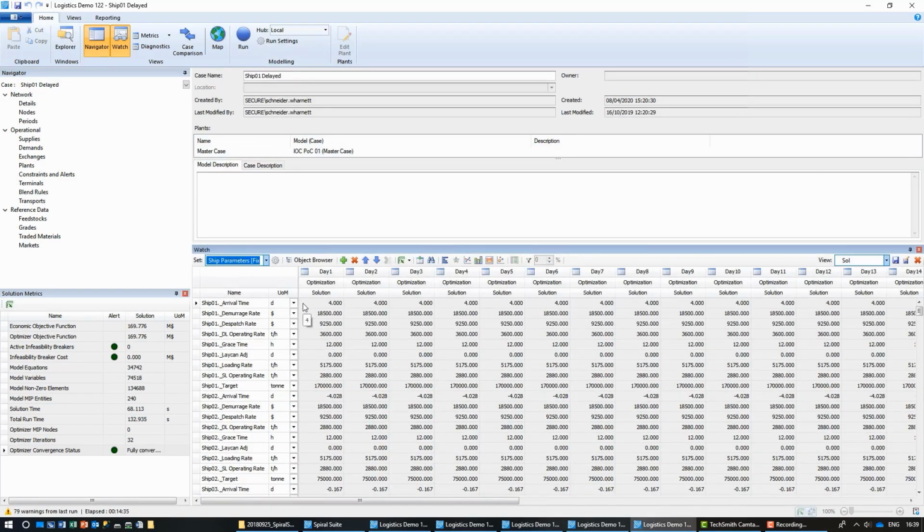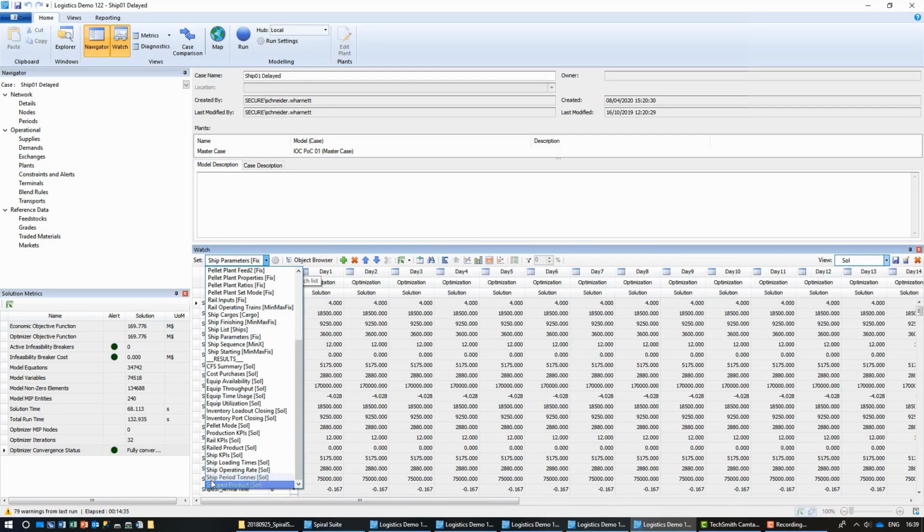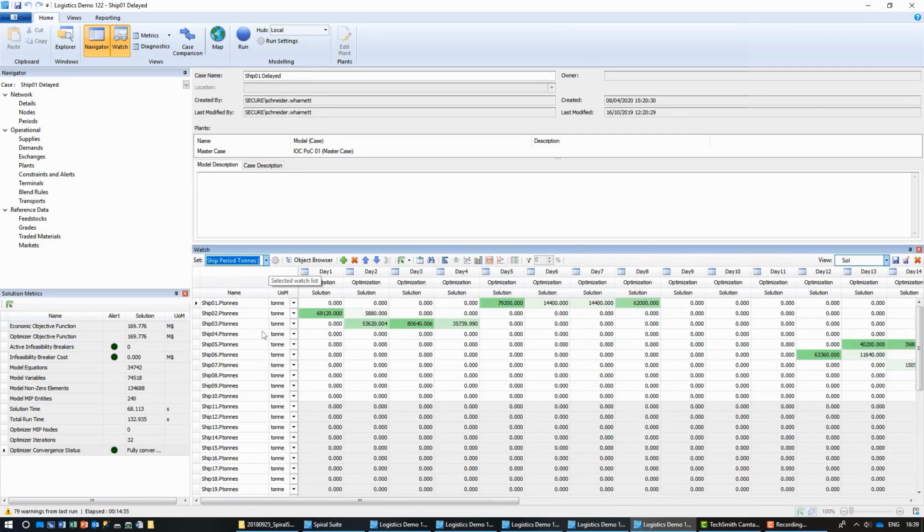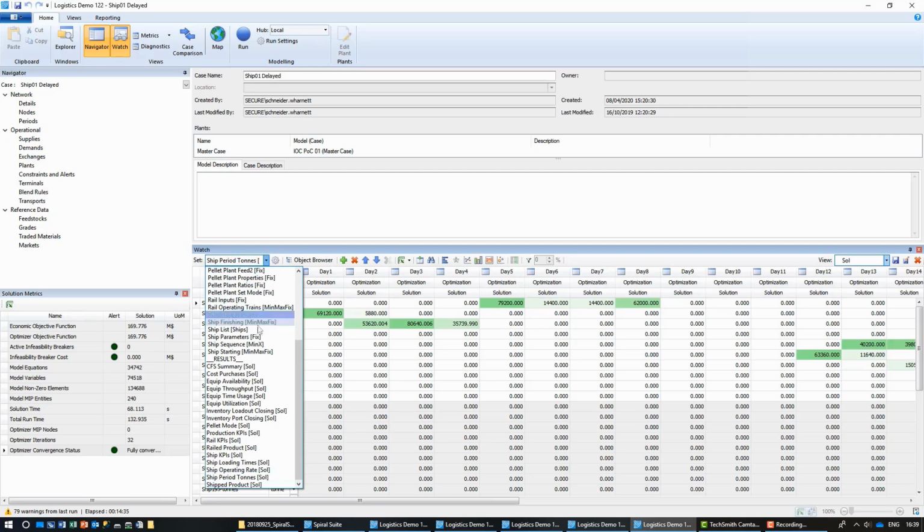We then rerun the case. We get the following results looking at the ship period tons over time. We can see that ship 1 has now been delayed so that it only starts to load at the start of day 5. It is therefore very easy for the scheduler to make appropriate changes to the overall constraints of the solution to achieve the necessary profit objectives.